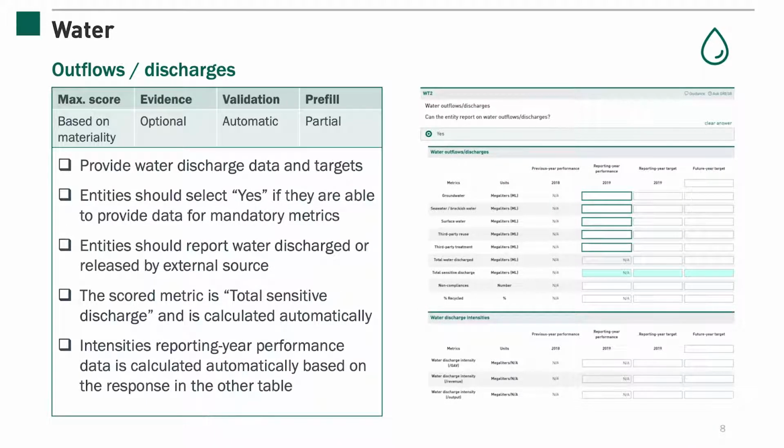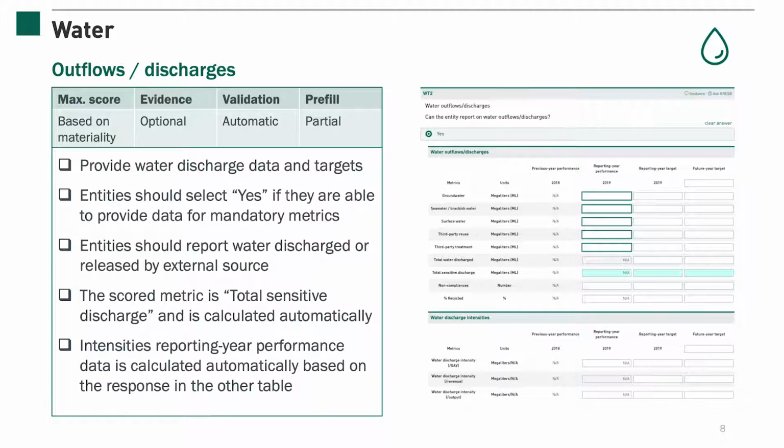The entity should report water exported or discharged by the destination to which it was sent. For example, if an entity has released water into a lake, it should report it under the metric surface water. Water supplied to customers can be reported under third-party reuse. The scored metric is total sensitive discharge, which is calculated as the sum of the metrics groundwater, sea or brackish water, and surface water.